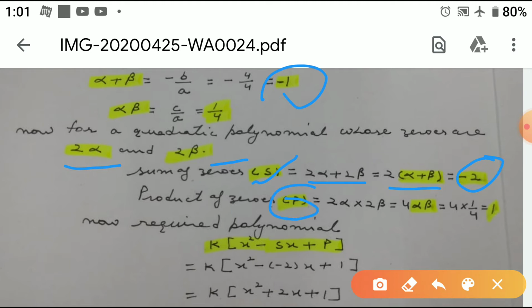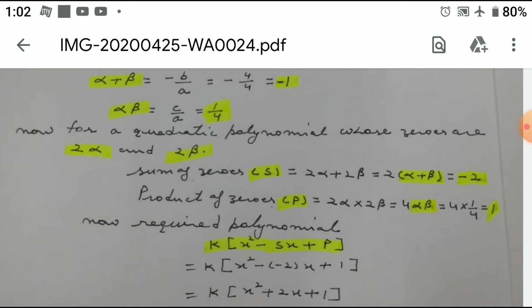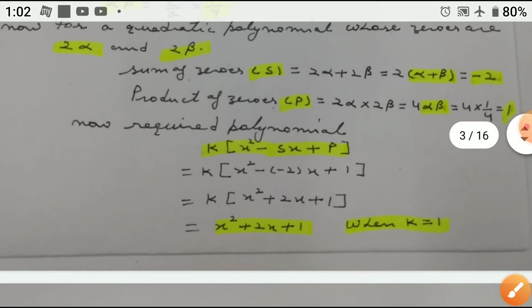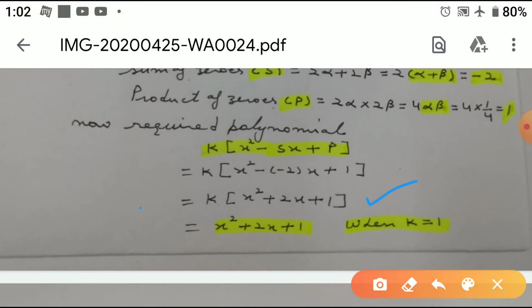Now product of zeros, that is p. 2 alpha into 2 beta is 4 alpha beta. The value of alpha beta is here 1 by 4, right? So put this value here. 4 into 1 by 4 is 1. So the value of s is minus 2 and the value of p is 1, right? So put these values here and we get k into x square plus 2x plus 1, where k is any constant. Here we take the value of k as 1 and our polynomial is x square plus 2x plus 1, right?